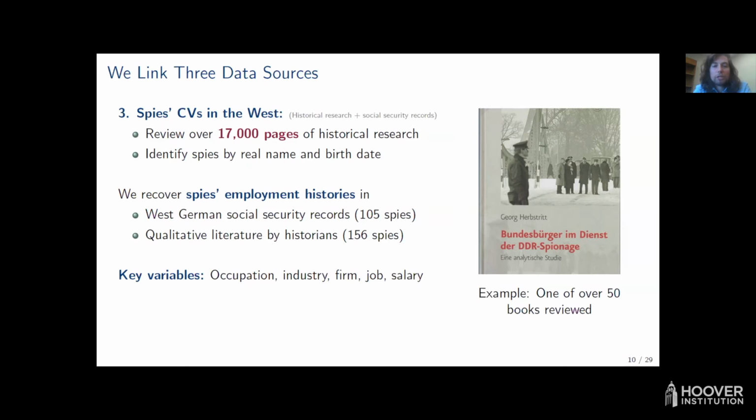And I told you that if the spy were James Bond, we would only know from the East German side the code name, so 007. Then we're going to use this review of the 17,000 pages to identify as many spies by real name as possible, as well as by birth date. That allows us to then match those spies in the West German social security records, as well as to find out more about them in the qualitative literature, and to gather information on the full labor market history, in particular in which occupation, industry, firm, or job they worked at which time, and for some spies, also their salary in the West German job. So for example, at IBM or at Siemens.